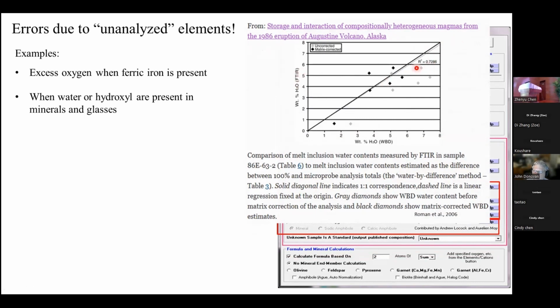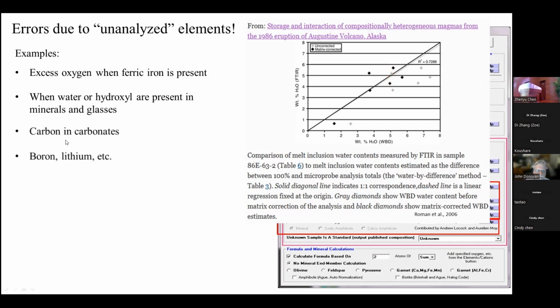So here's the gray, uncorrected for matrix correction. Even the concentration of water changes. If you have about 4% water and you don't add it to the matrix correction, you're going to be off about 1% absolute. So like a 25% error.